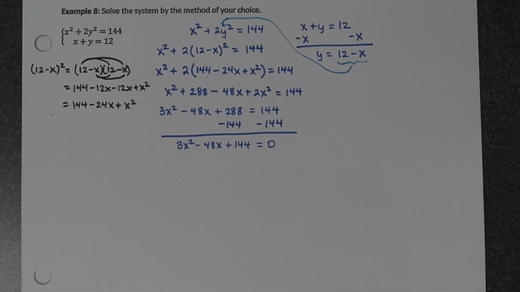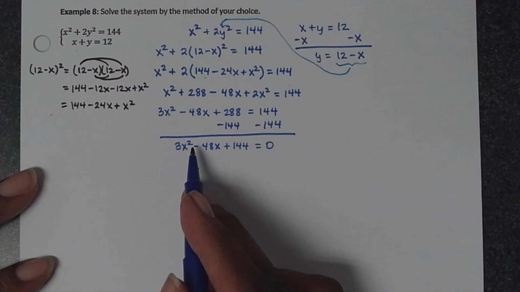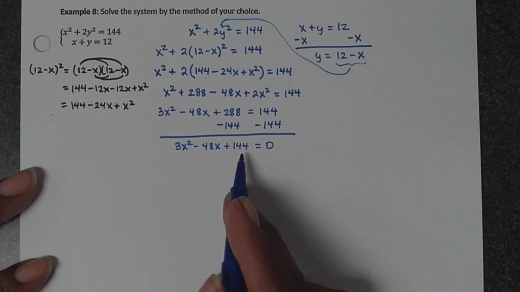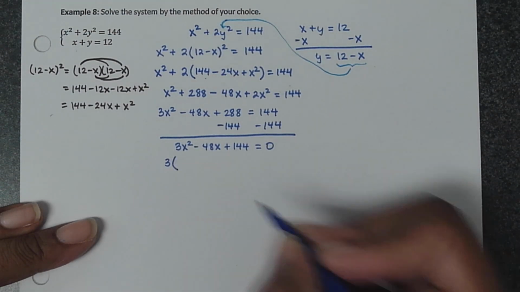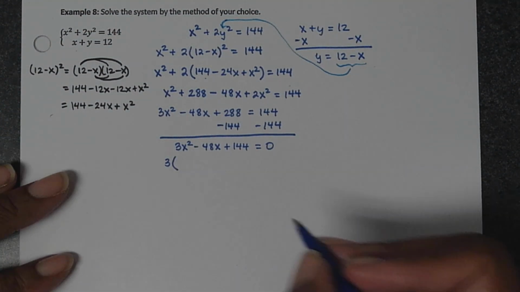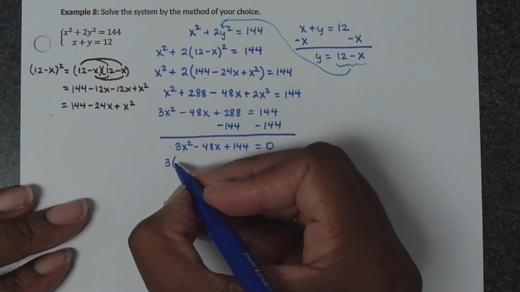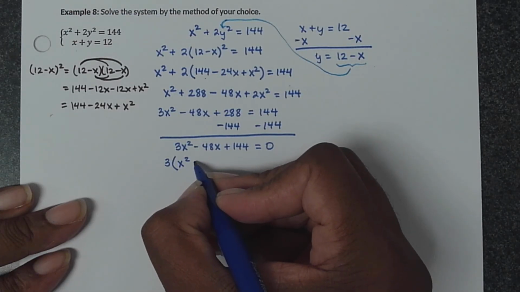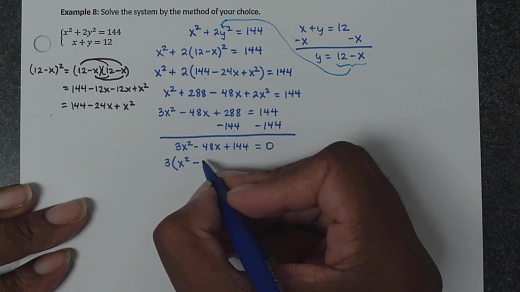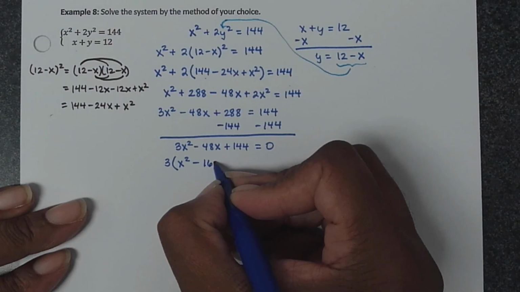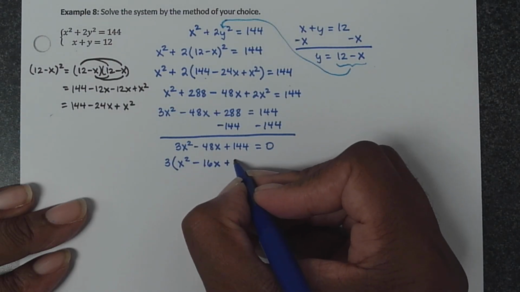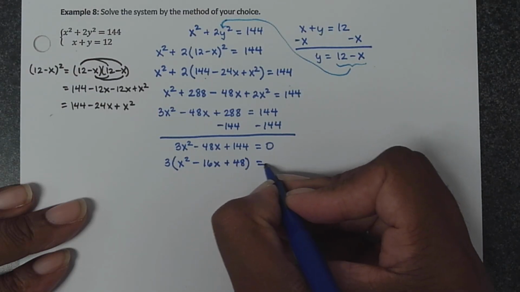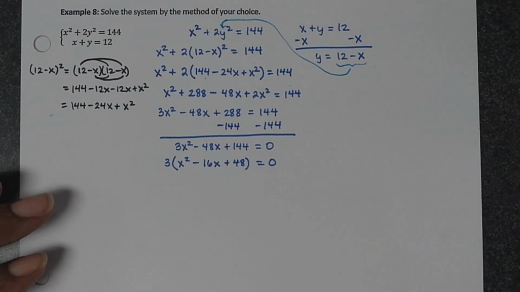And then next we're going to factor this out completely. There is a common factor in 3x squared minus 48x plus 144. That happens to be 3. So I'm going to factor out the 3. 3x squared divided by 3 will be x squared, minus 48x divided by 3, that's going to be 16x. 144 divided by 3 would be 48, plus 48. And that's equal to 0.